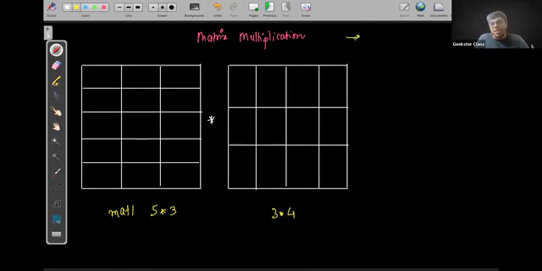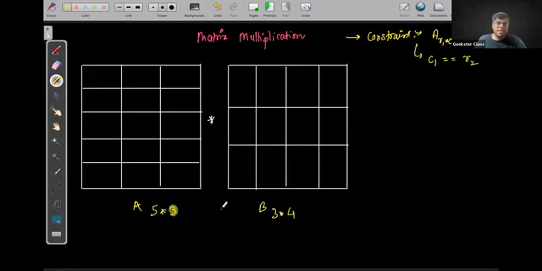So first point, in order to multiply two matrices, what is the constraint? If I want to multiply A, R1 cross C1, with B, R2 cross C2, what is the constraint? Columns in the first matrix, that is C1, should be equal to rows in the second matrix, that is R2. Columns in first should be equal to rows in second. And now if the dimensions match, if matrix multiplication is possible, what will be the resultant dimension?